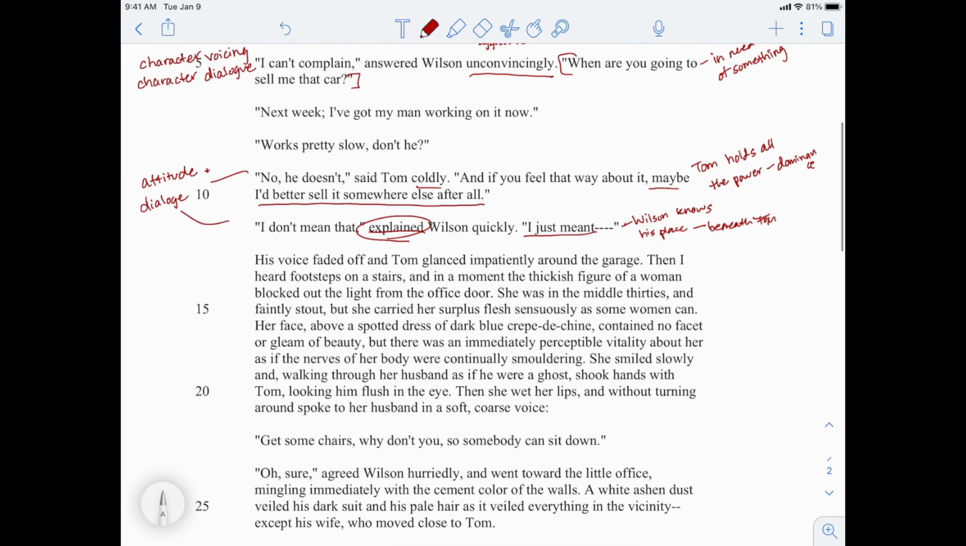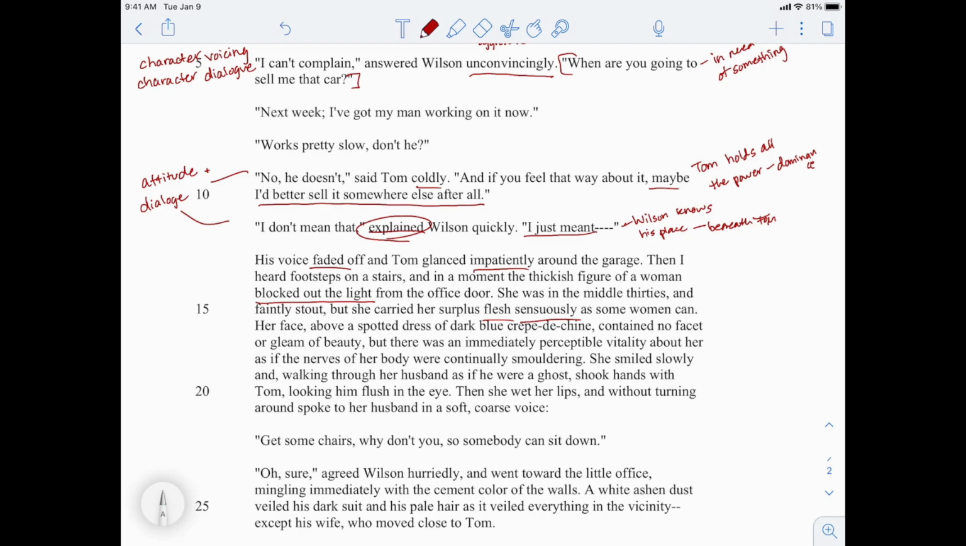His voice faded off. Once again, we've got another image of Wilson fading into the background, right? That's Wilson. And Tom glanced impatiently around the garage. Then I heard footsteps on a stairs, and in a moment, the thickish figure of a woman blocked out the light from the door, or from the office door, excuse me. She was in the middle 30s and faintly stout, but she carried her surplus flesh sensuously, as some women can.